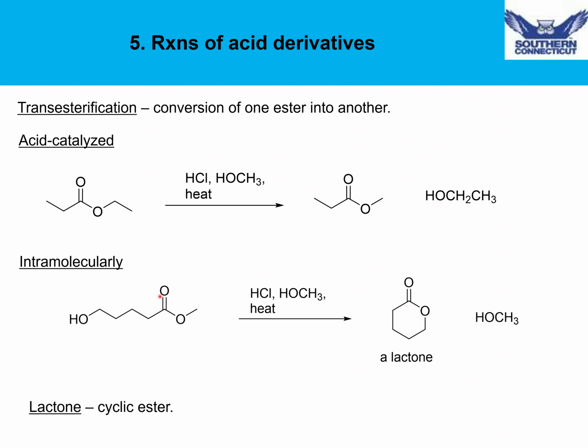Here's an example of an intramolecular transesterification. If we have a molecule that has an alcohol and an ester, we can add HCl to help the reaction. So the HCl will protonate the carbonyl, which allows the alcohol to attack the ester and cyclize this molecule and give you a cyclic ester, which we sometimes refer to as a lactone. The alkoxy group, which in this case is a methoxy group, will be eliminated as an alcohol, a methanol molecule.